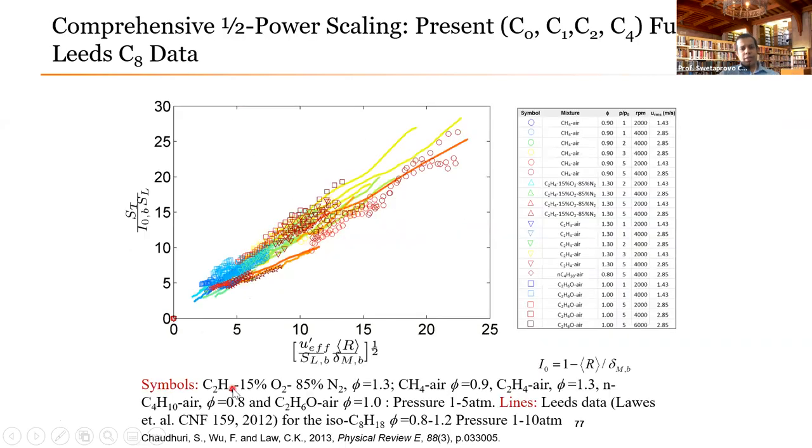And so we use this Markstein length in this paper to see if we can collapse the data. Of course, one disadvantage of inserting the Markstein length into this scaling, though as you see it works reasonably well, is that the Markstein length can be negative also. So you cannot use this for negative Markstein length data. You can only use it to explain the positive Markstein length data. Still, the collapse is reasonably good, but because of this issue the problem is not yet closed, and it remains to be understood how to achieve a perfect scaling for negative Markstein length fuels and mixtures.